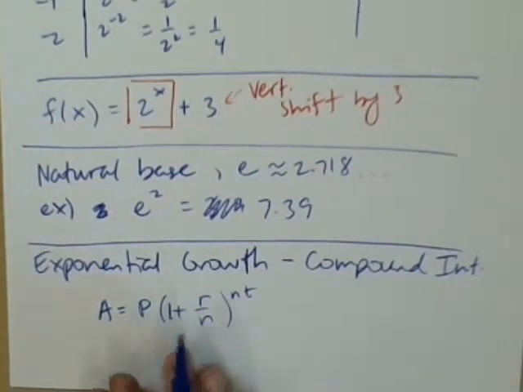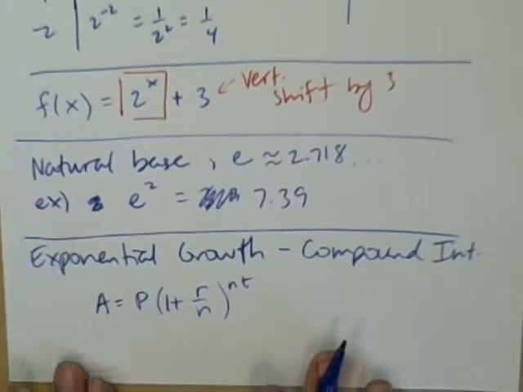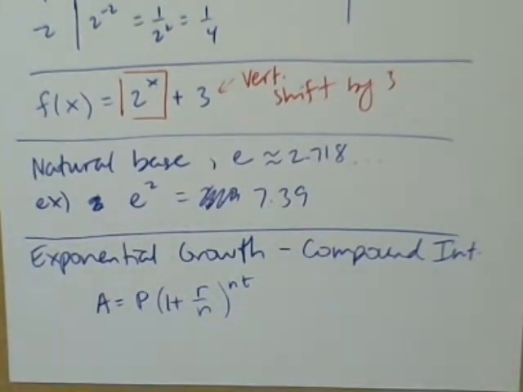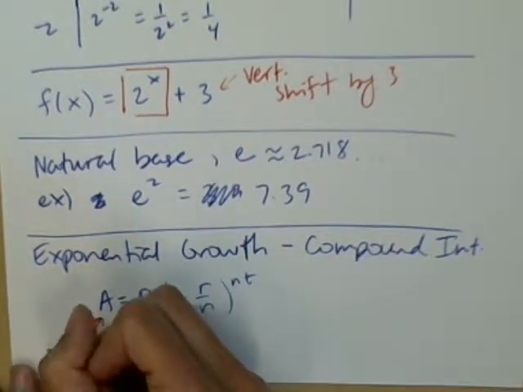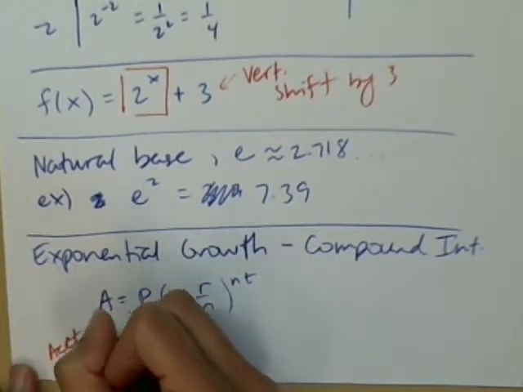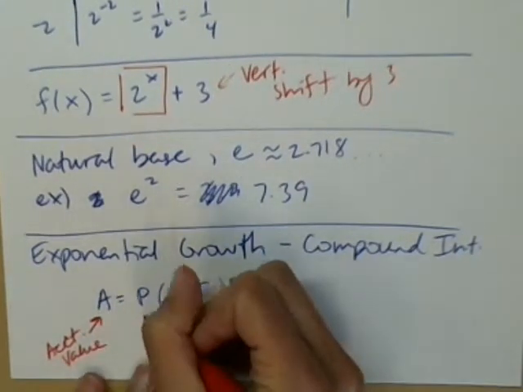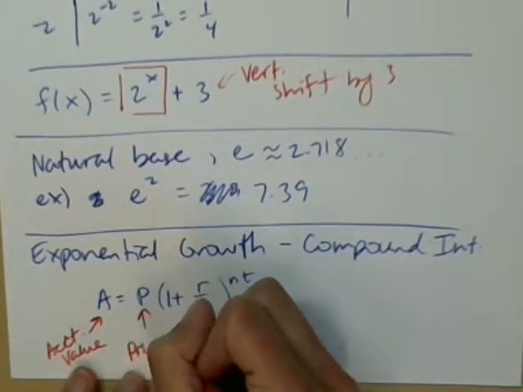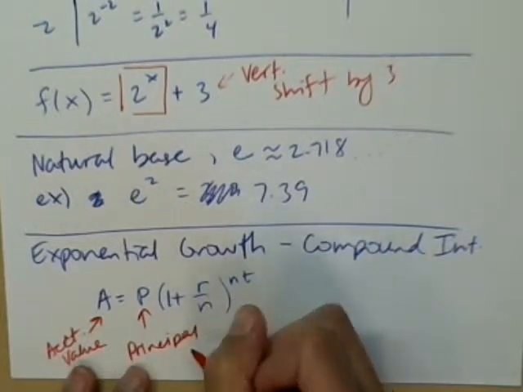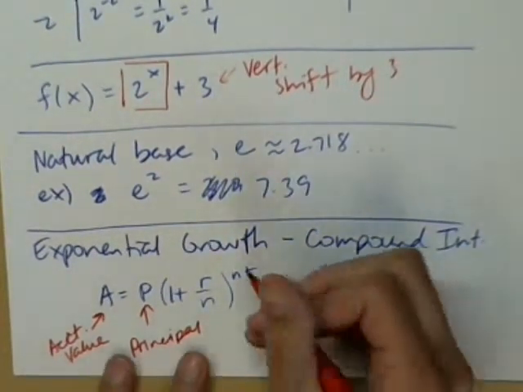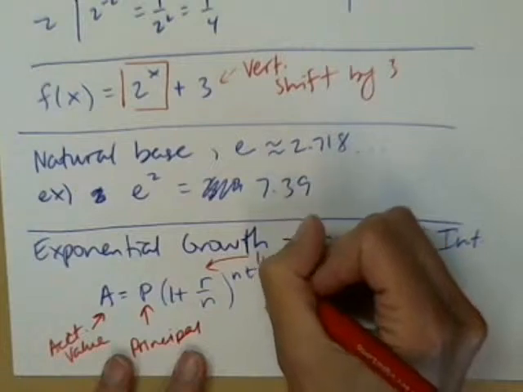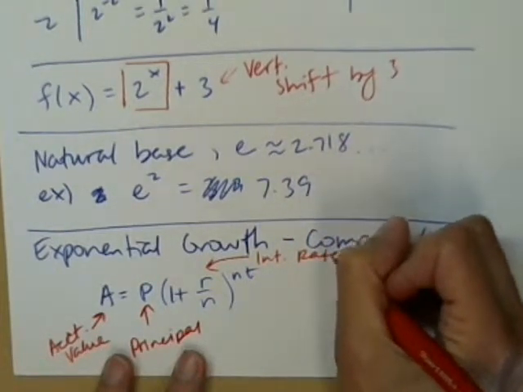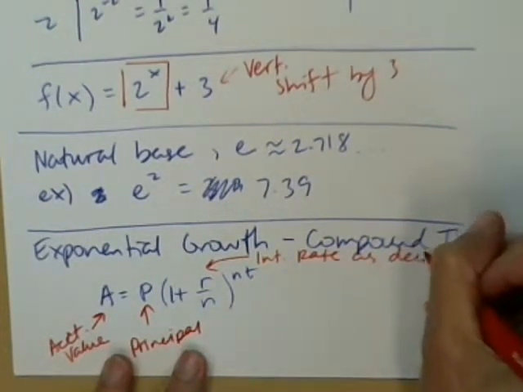Different books will have different versions of this. So your book might even have a slightly different version of this, but even if it does, you can use this formula and you'll get to the same answer. We want to identify what all of these pieces are. A is the value in the account, so this is the account value. P is the principal amount, which would be your initial investment or loan. R is the interest rate as a decimal.